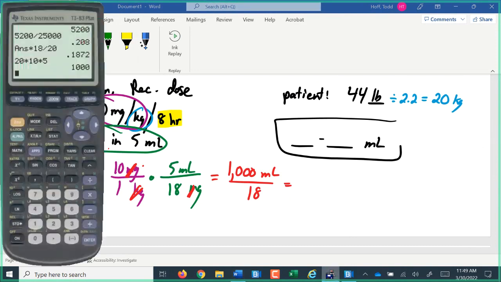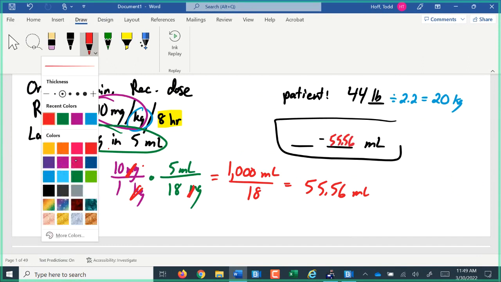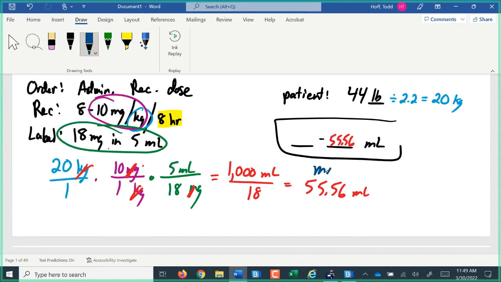And we divide that out. 1,000 divided by 18 gives us 55.56 milliliters. Now again, that is the max dose. So put 55.56 here. Find the minimum dose.